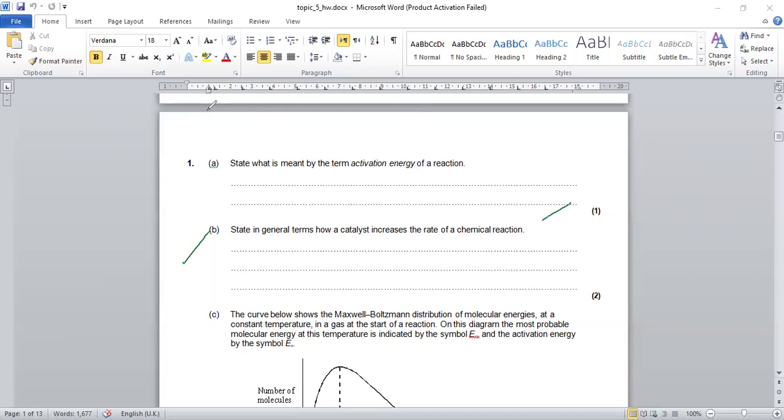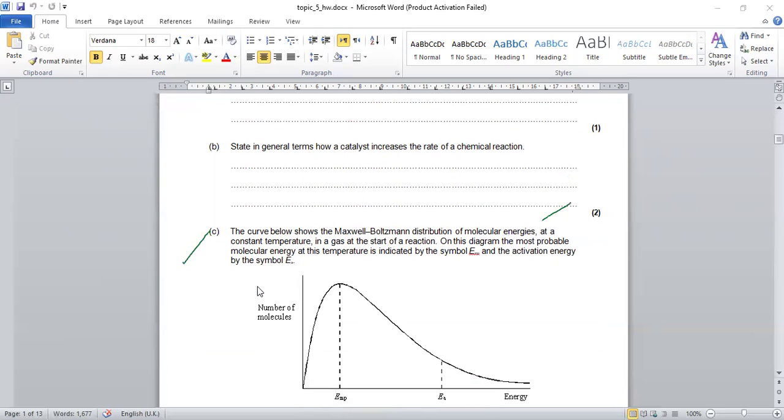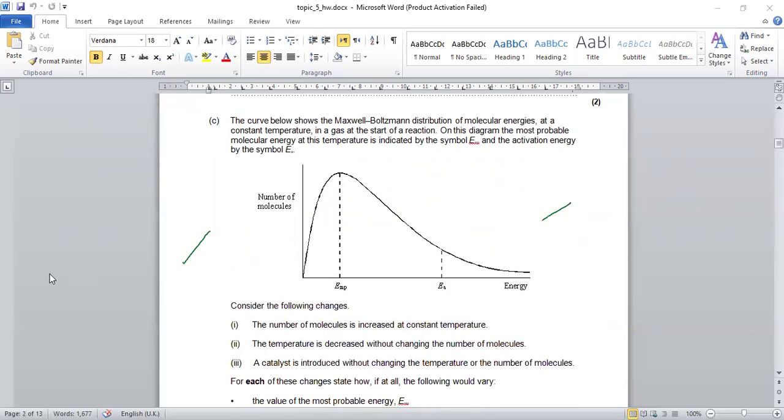B. It lowers the activation energy of a reaction. Or it decreases the activation energy needed by the reactant. This is the Boltzmann curve. I talked to you about that. Do you know anything about it?